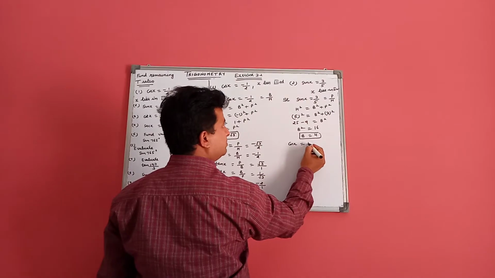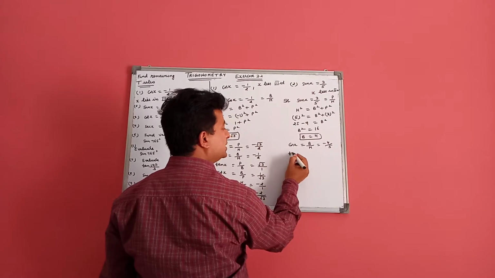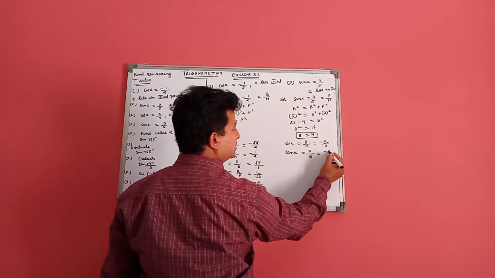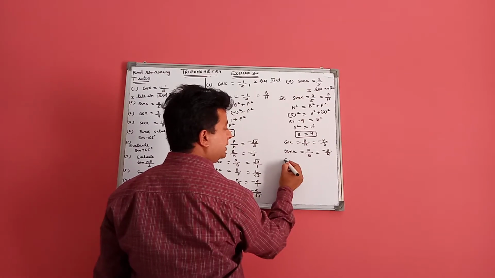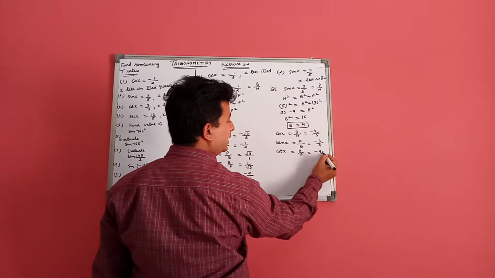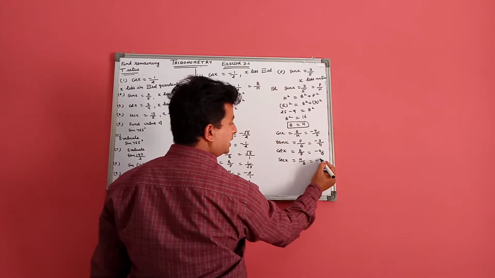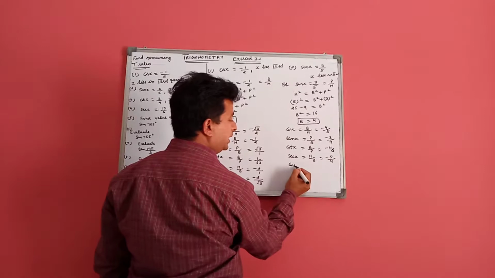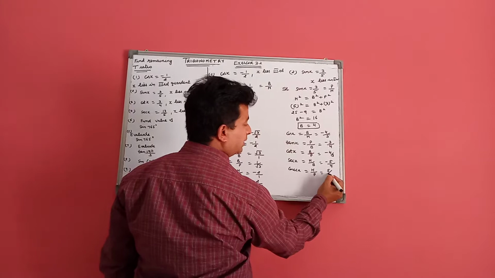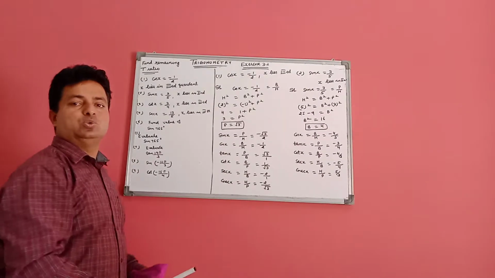In this, cos is base over hypotenuse, but in the second quadrant, cos is negative. Tan is perpendicular over base, that is 3 by 4. In the second quadrant, tan is also negative. Cot is b upon p, also negative. Secant is h upon b, also negative. Cosecant is h upon p, it is positive in the second quadrant. These are the solutions of these two questions.